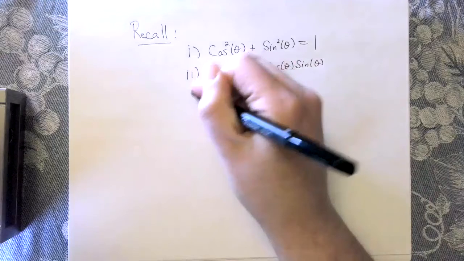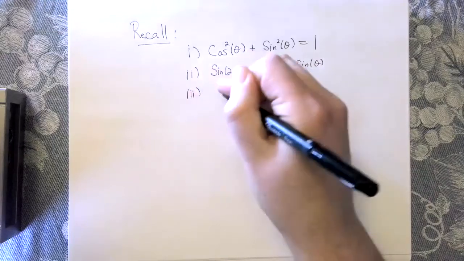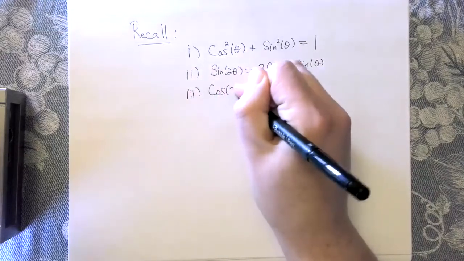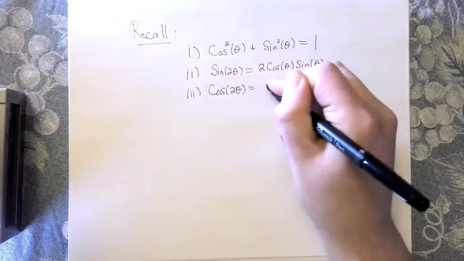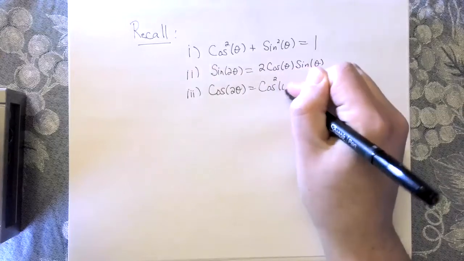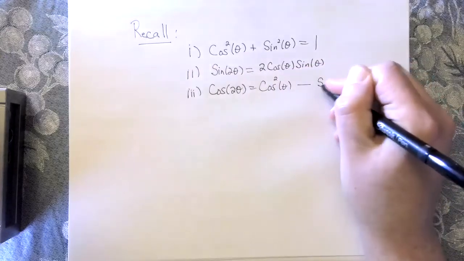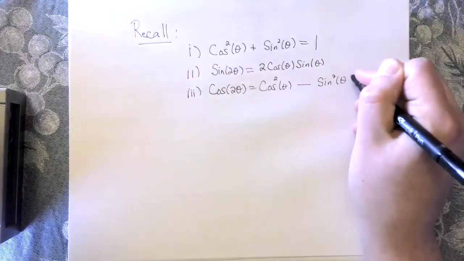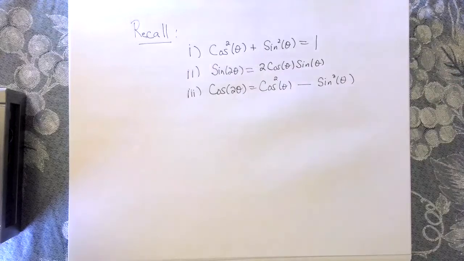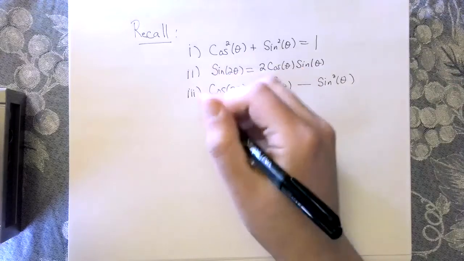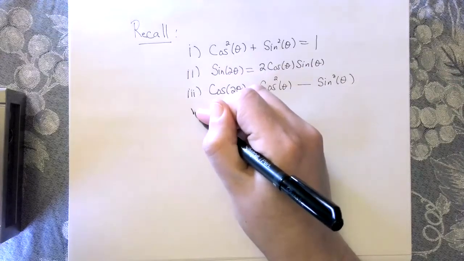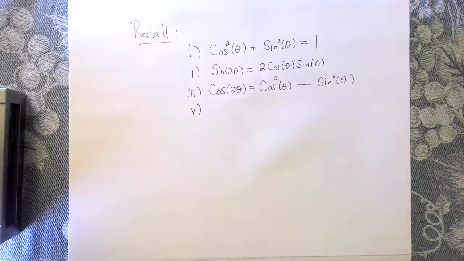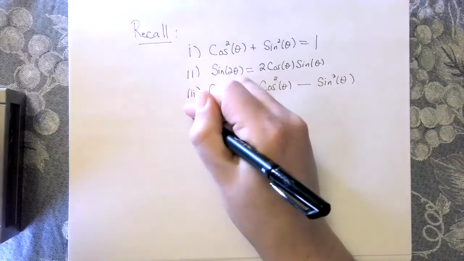Okay, so for number 3, we're going to need the cosine of a double angle. And that's exactly cosine squared of theta minus sine squared of theta. So that's going to be helpful. And so what else do we need here? And I think for now, oh, here's something we're going to need.